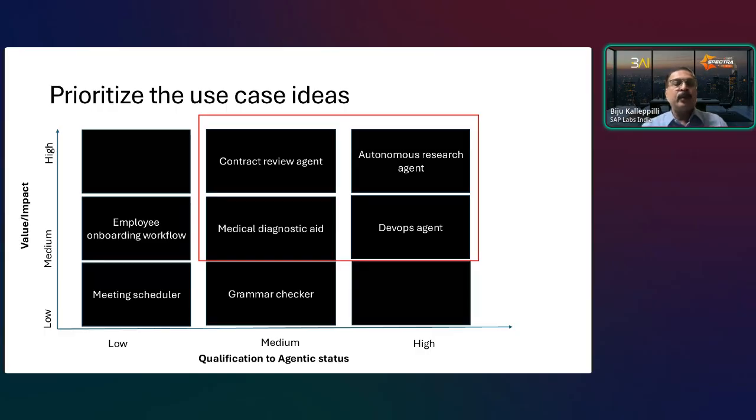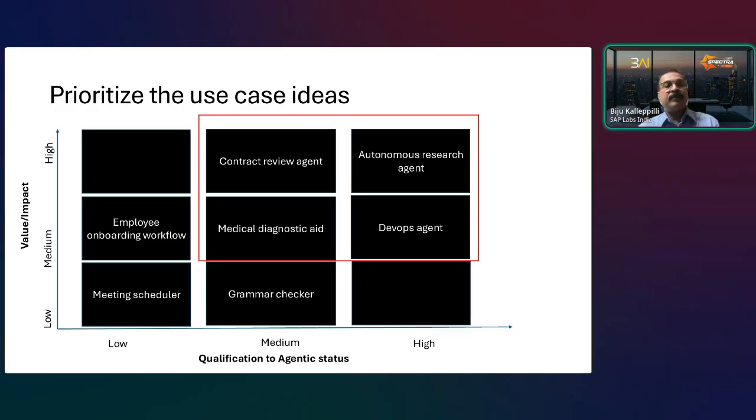So for example, meeting scheduler. If that is a use case you have, definitely we can assume that it has less value and it has a low agenticness because it could be automated using a program or a rule-based automation, right? Even a grammar checker, the value impact is very less, but it requires some sort of agenticness. That is because it's able to self-correct itself, right? That is why it is classified into the medium category of agenticness. On the other side, employee onboarding, the agenticness part is very low because it's possible through automation, but then the value impact is very high.